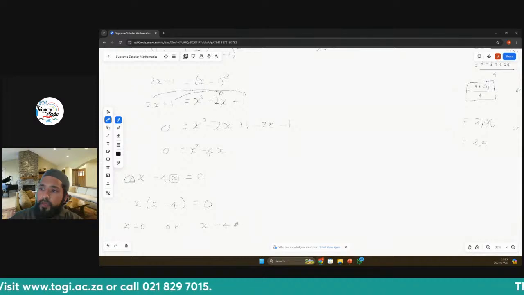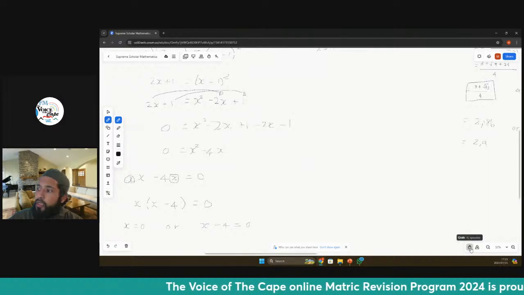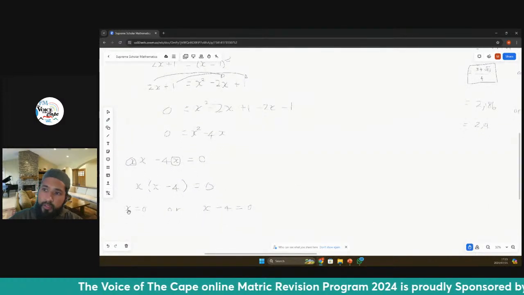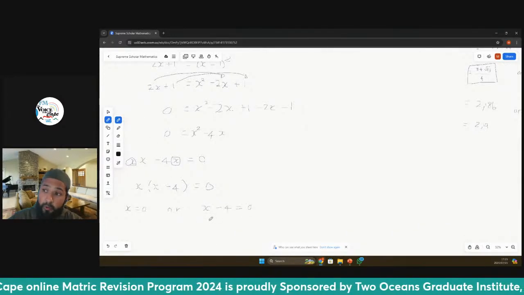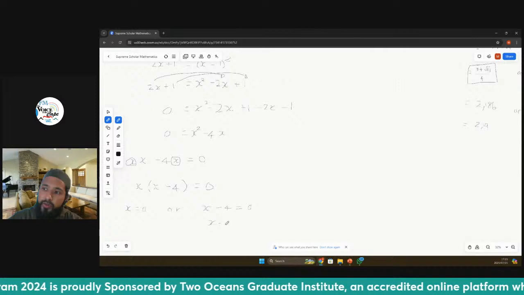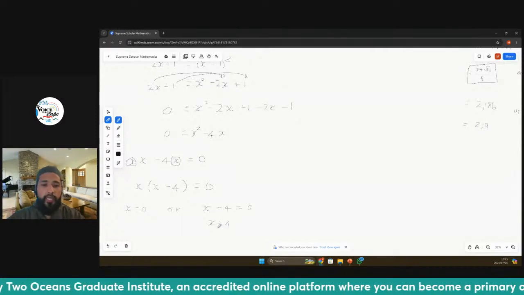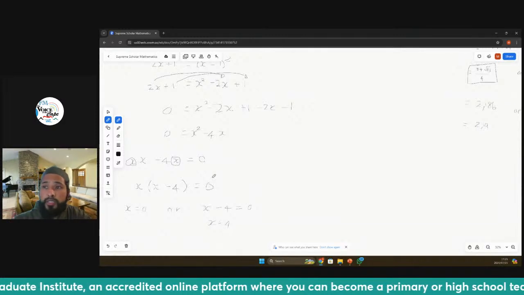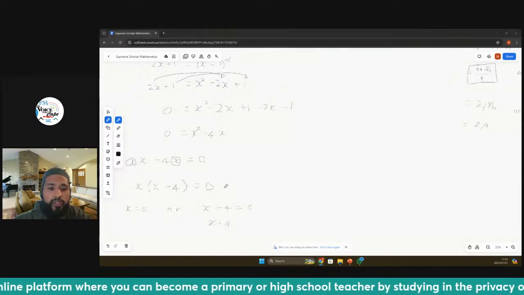Okay. And then it follows for us to simply simplify the second answer here, because if x is equal to 0, you can't do anything with that, right? If x minus 4 is equal to 0, then x must be equal to 4, and that is your solution. Okay. So that's that question over there. 4 marks, and that is how to deal with that question.